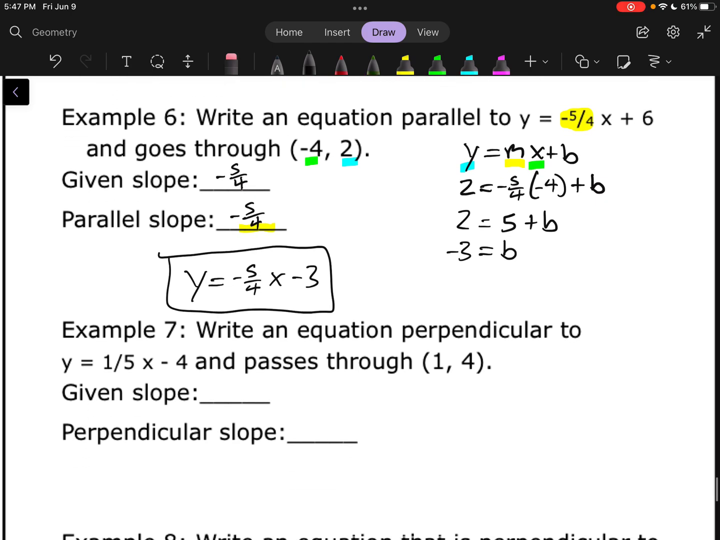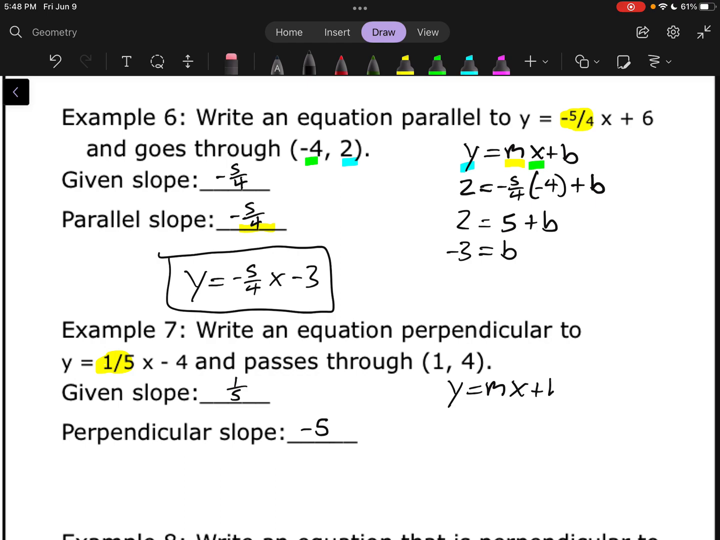Let's try it with perpendicular this time. So this says write an equation perpendicular to y equals 1/5 x minus 4 and passes through 1, 4. Now the given slope on this one is 1/5. But if we want to be perpendicular, we don't want to use the same slope, that'd be parallel. So we want to use negative 5. That's the opposite reciprocal.